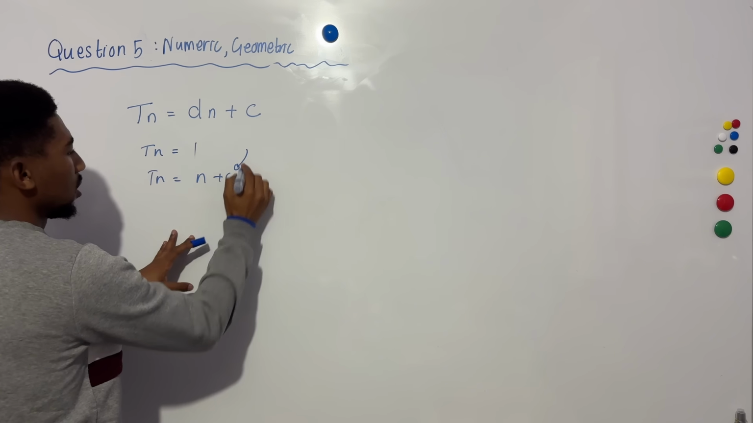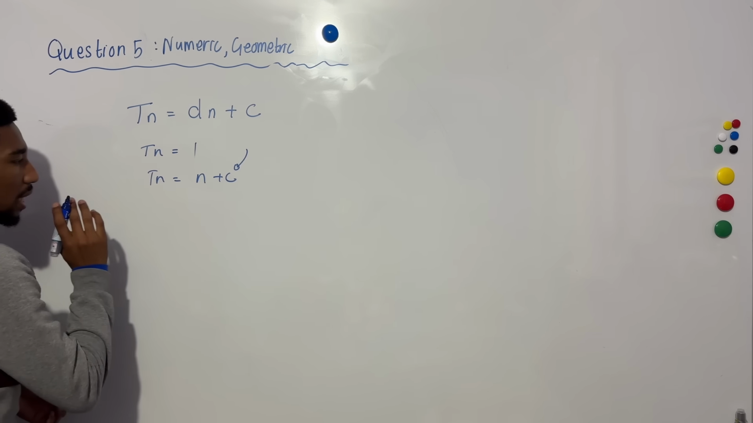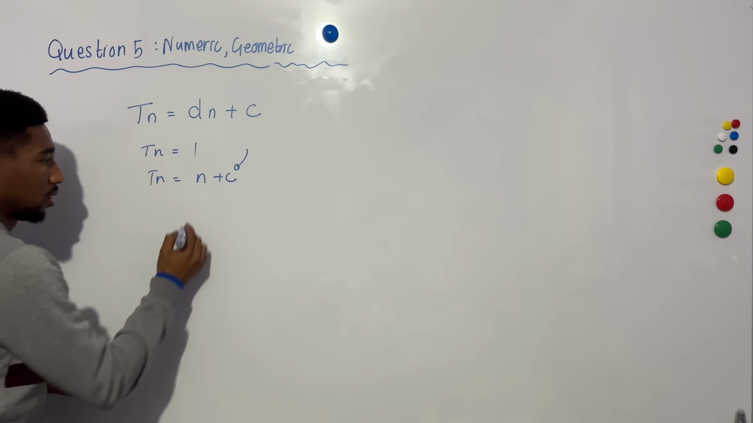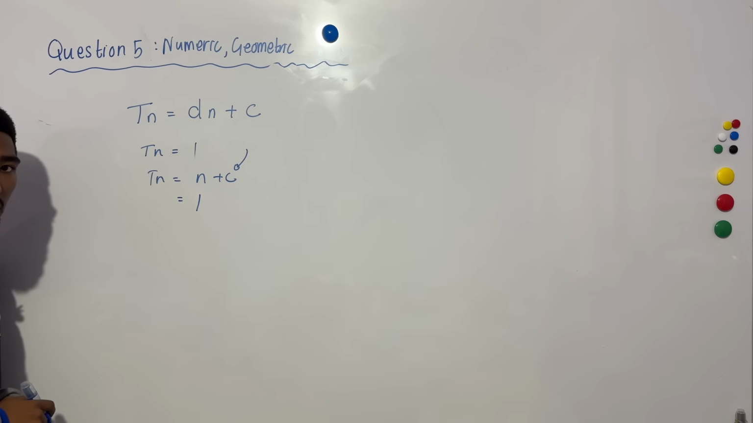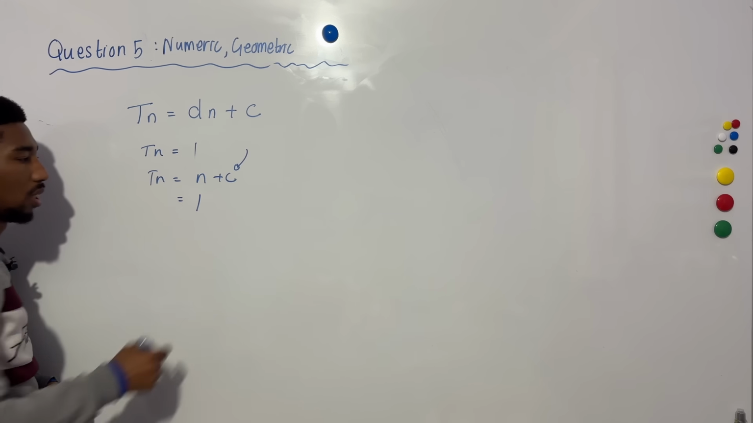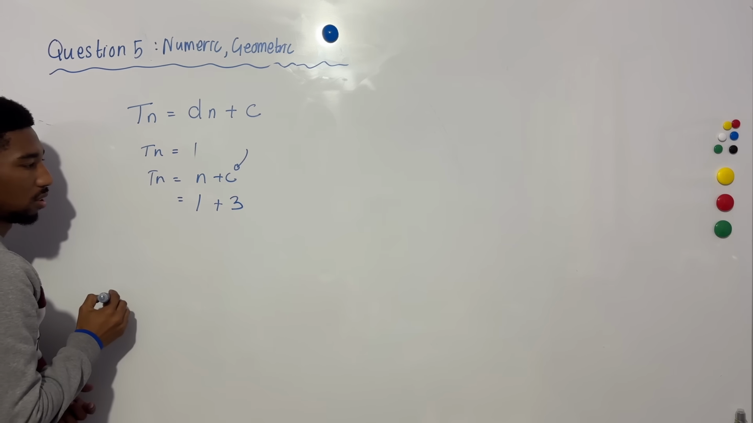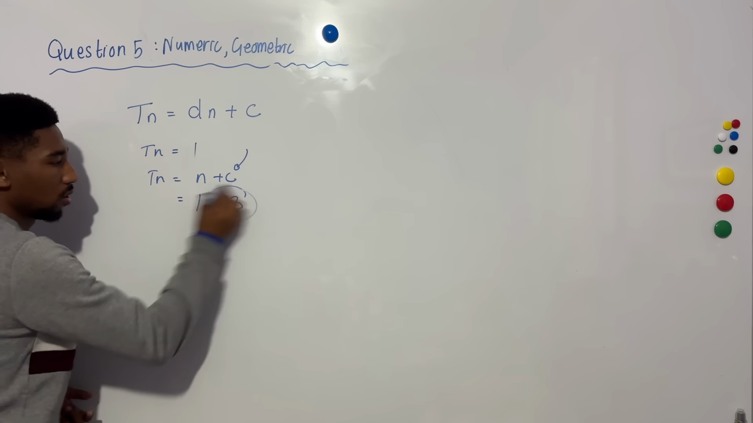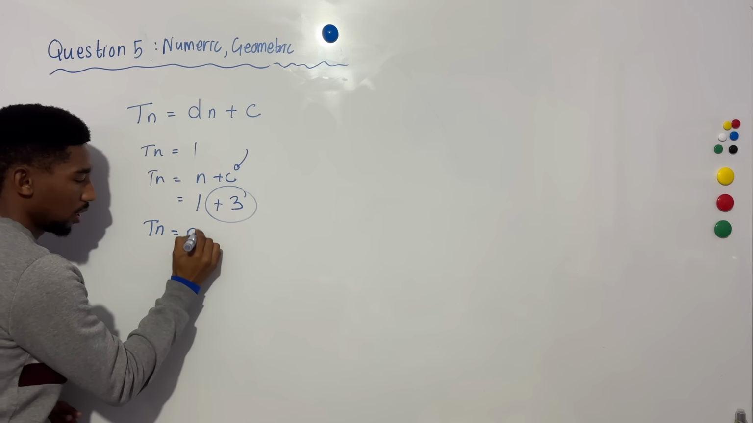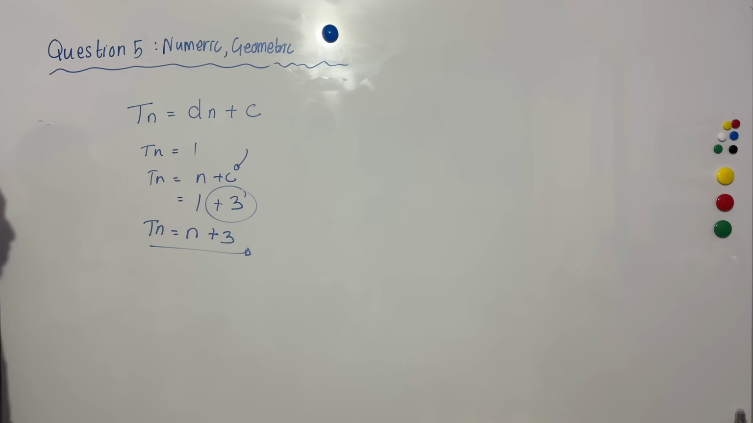Next I need to find c. Okay, now I can ask myself, the first term, n is referring to the position. So 1 is the position. So if I have 4 spaces in the first term, what do I have to do to get to the 4 spaces? I have to add 3. Okay, so now I know that I have to add 3. So I have Tn equals n plus 3. That is my general term.